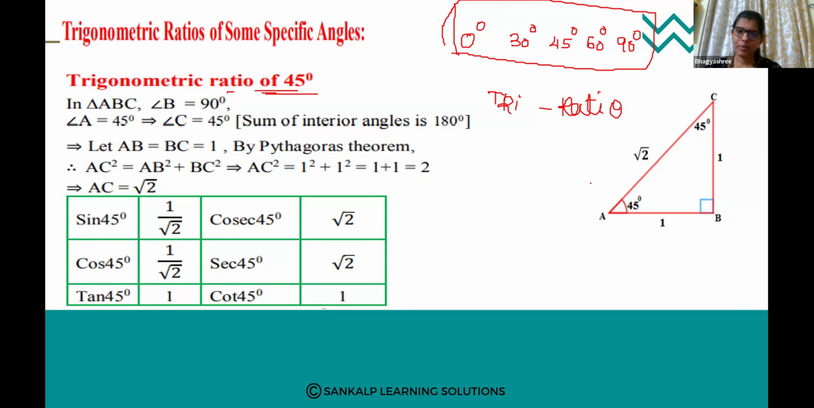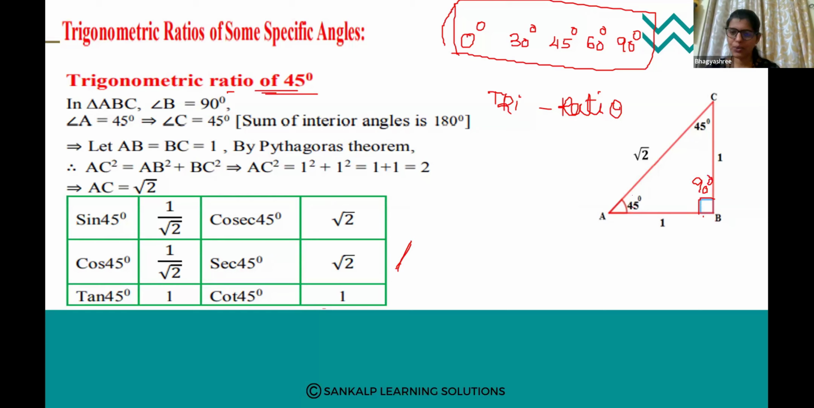See, in triangle ABC, at point B there is 90 degree. Derivation nobody will ask, but the values are important. This chart is very, very important. We need this chart. So now, this one is 90 degree, which means angle A is 45 degree and angle C is 45 degree. Now we are writing the ratios for 45 degree.